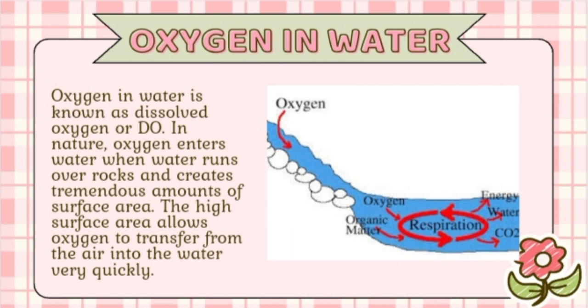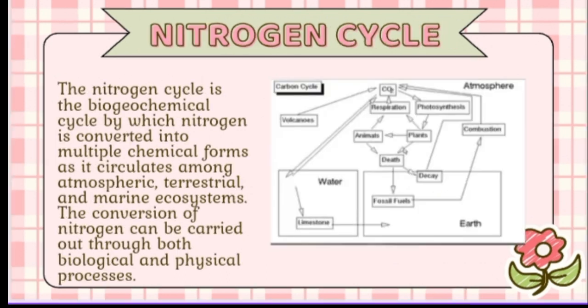Just as water moves from the sky to the earth and back in the hydrologic cycle, oxygen is also cycled through the environment. Plants mark the beginning of the oxygen cycle. Plants turn carbon dioxide and water into carbohydrates and oxygen in the process of photosynthesis. So the next one is the nitrogen cycle.